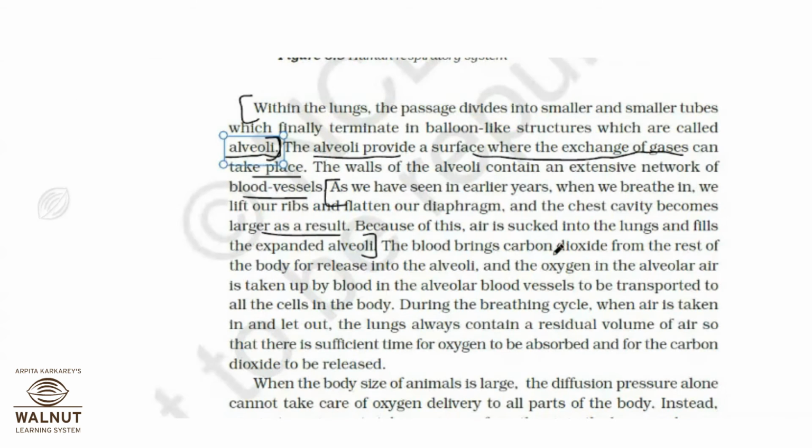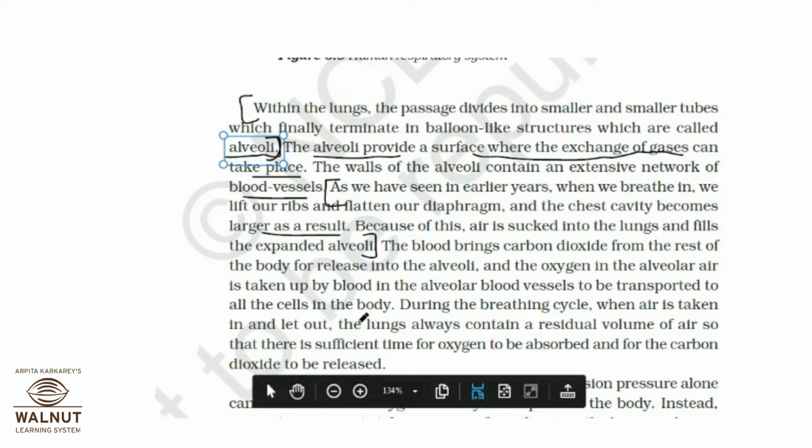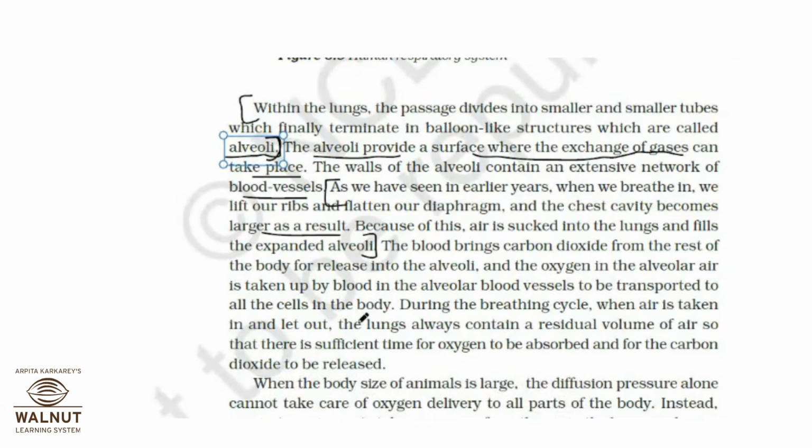The blood brings CO2 from the rest of the body for release into the alveoli, and the oxygen in the alveolar air is taken up by the blood in the alveolar blood vessels to be transported to all the cells. This is nothing but whatever we have seen in the PPT in magnified view, how the exchange of gases takes place. That is what is explained over here.